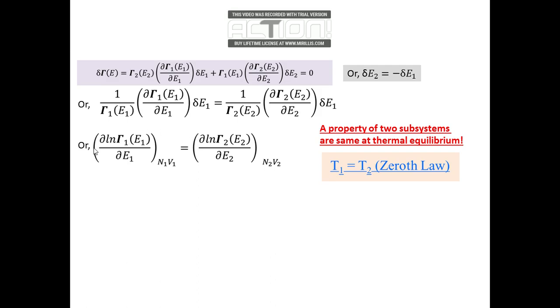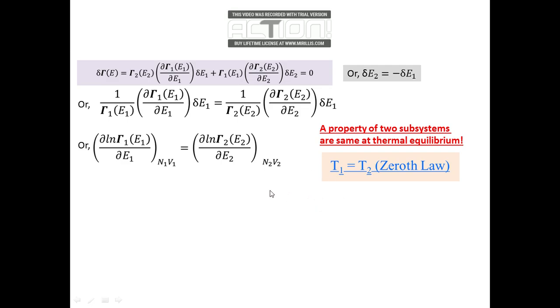Now if we multiply by the Boltzmann constant k on both sides, then k ln gamma is entropy, so this can be written as del S1 by del E1 and del S2 by del E2, and that term if we define as 1 by T, that means 1 by T equals del S by del E at constant number of particles and constant volume. This gives in a way the microscopic definition.